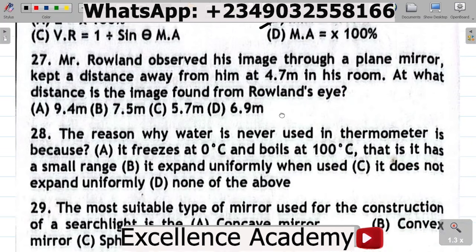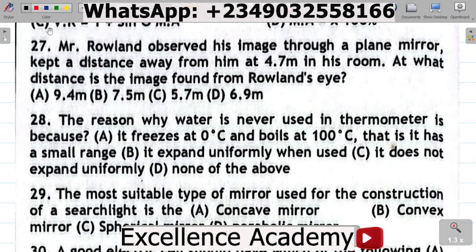So that's it. Next up, question 27 says, Mr. Roland observed his image through a plane mirror, kept a distance away from him at 4.7 meters in his room. At what distance is the image found from Roland's eye? A. 9.4 meters, B. 7.5 meters, C. 5.7 meters, D. 6.9 meters.